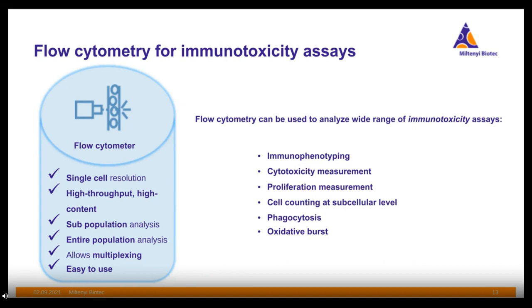Also, this advanced flow cytometer allows you to monitor phagocytosis and oxidative burst. So all in all, these different aspects can be measured by flow cytometry.